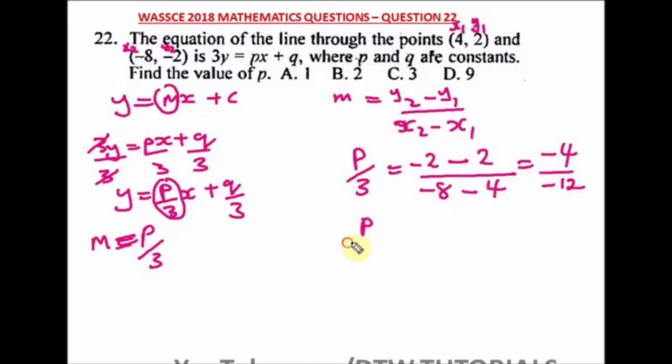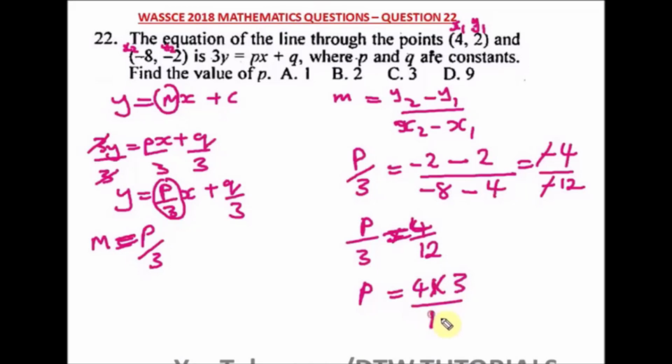So we have p over 3 equal to minus 4 over minus 12. The minus will cancel out the negative, so we have 4 over 12. To get p, all we need to do is just cross multiply, multiply both sides by 3. The 3 can cancel out here, so we take 3 to this side. We have p is equal to 4 times 3 over 12.